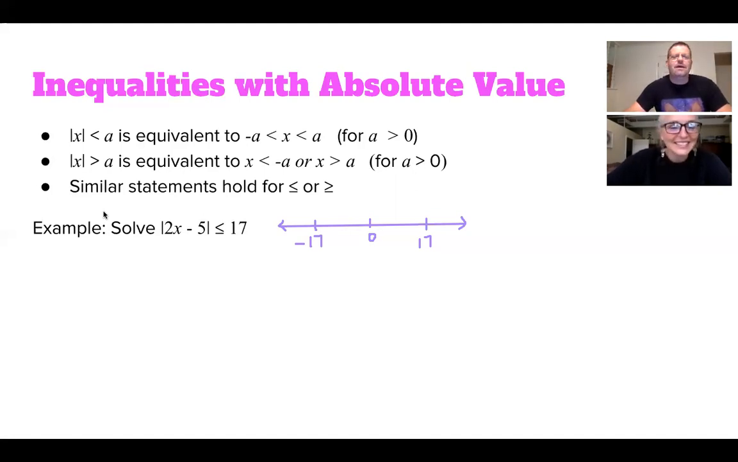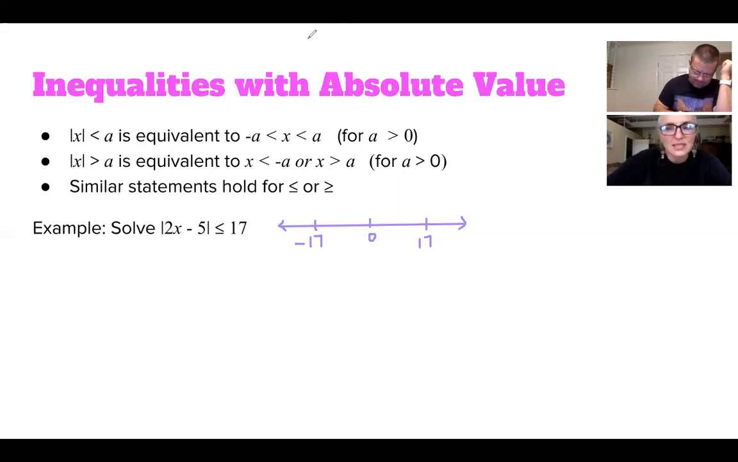Anyway, when absolute value is less than a number, we want it to be within those numbers, between the positive and the negative. So I've got to take this expression 2x plus 7, or sorry. So I'm going to break in here for just a second.